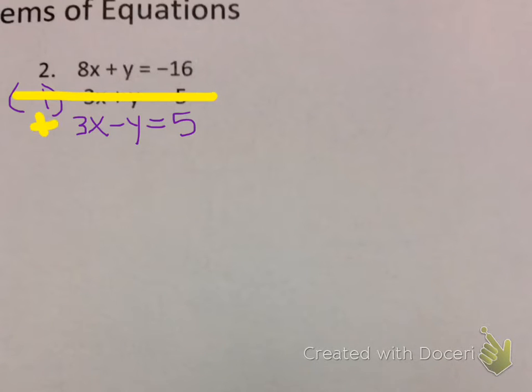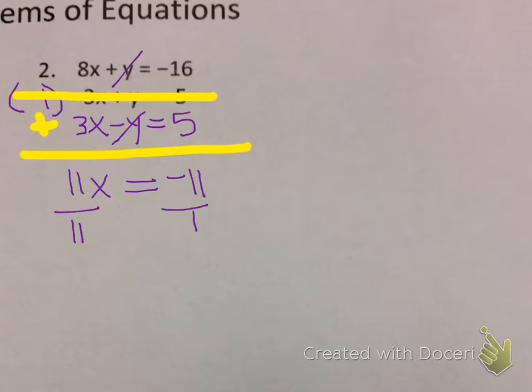Then I know I can just add straight down with the equation that I have left. So 8x plus 3x is 11x. My y's are gone. That's why I multiplied through by the negative 1, so I could get those to cancel straight down. And then I have a negative 16 plus 5, which is a negative 11. Continue to solve this for x, so I'm going to divide that 11 to the other side, and I get x equals negative 1. Now, it would be nice if I was done right there, but I'm not.